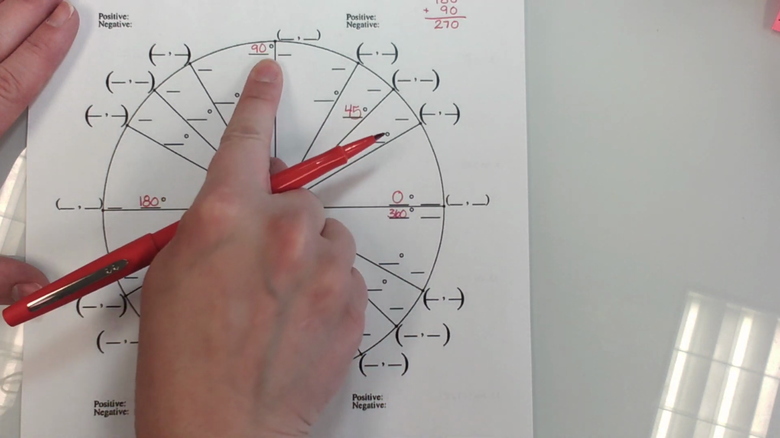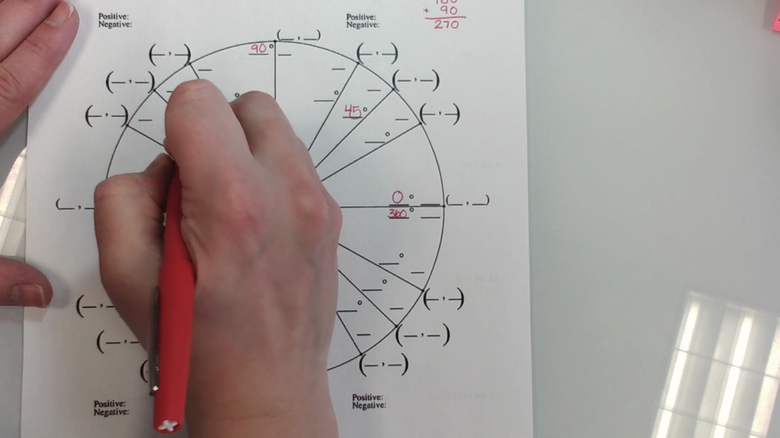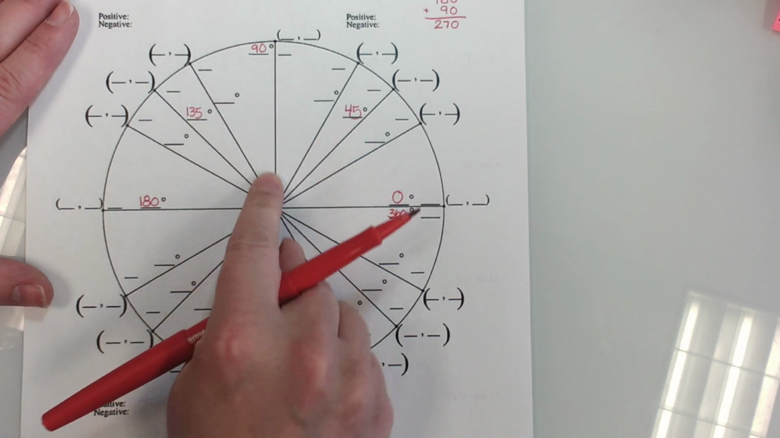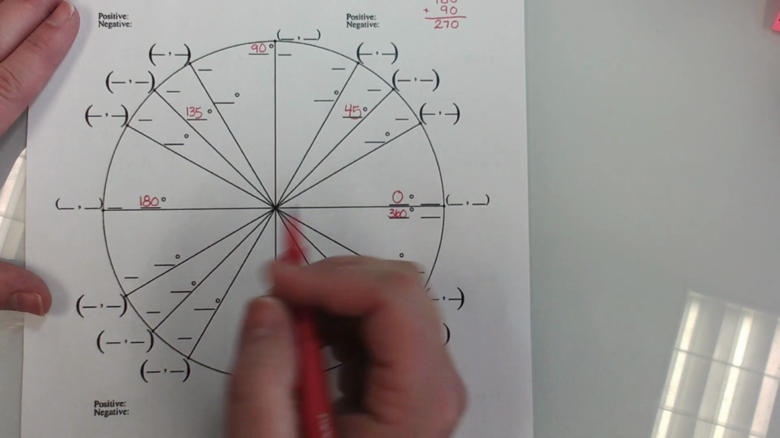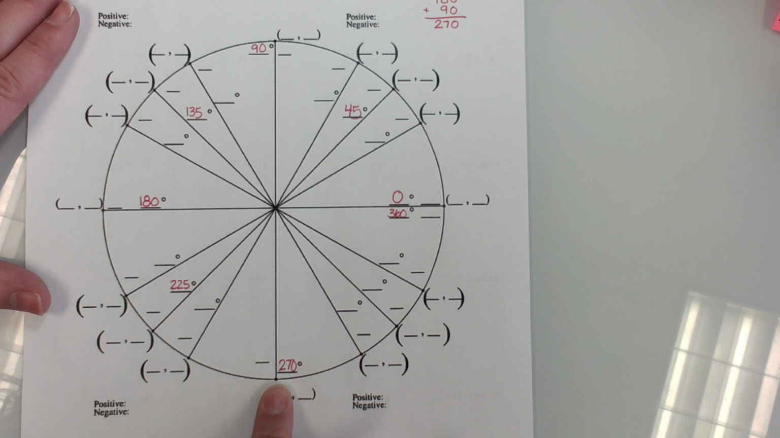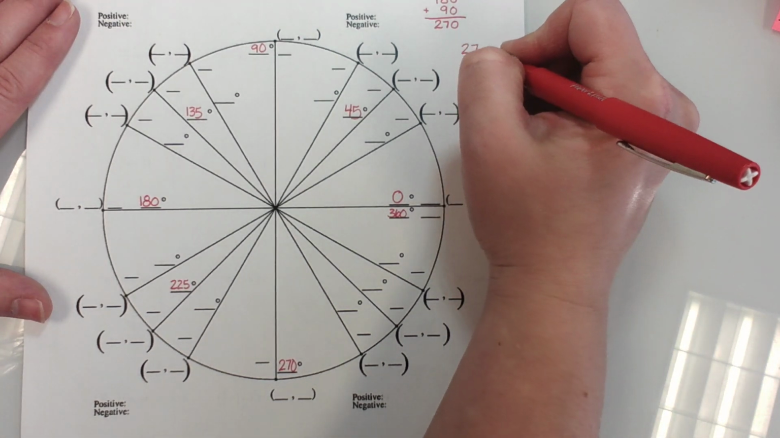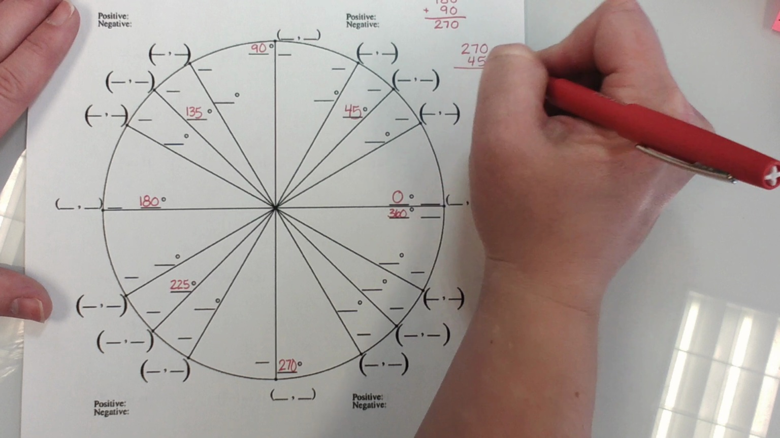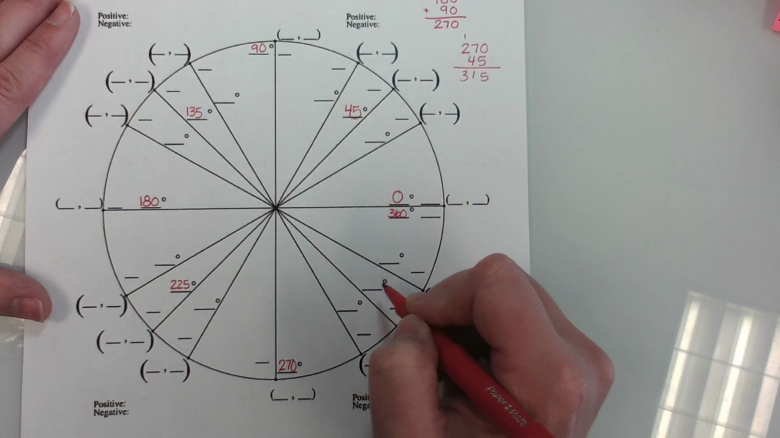0, 45, plus 45 is 90. Plus 45 is 135. Plus 45, 180. It means I'm doing it right. Plus 45, 225. Plus 45, is that 270? It means I'm doing it right. Plus 45. Again, if you don't know it, there's room to work around the edge. And you get 315.